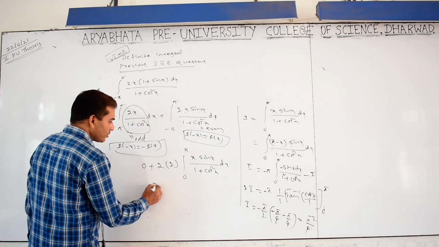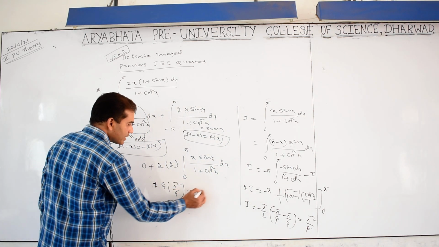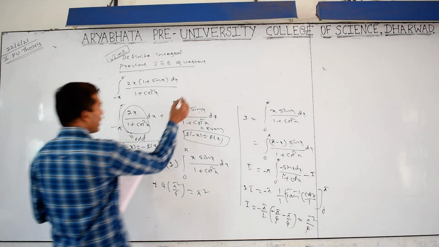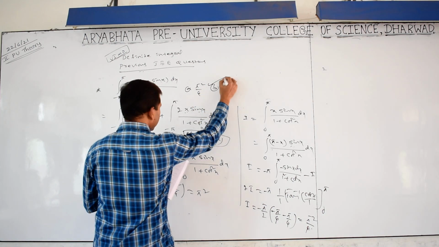You can write here 2 into 2, 4 into pi square by 4. So the answer is pi square. A option is pi square by 4. B option is pi square. This option is right.